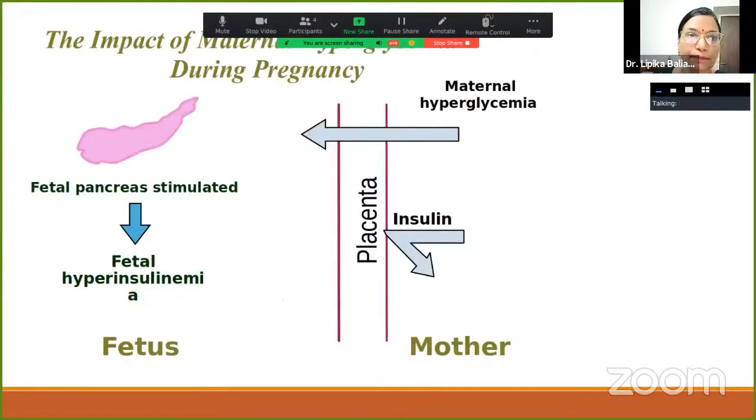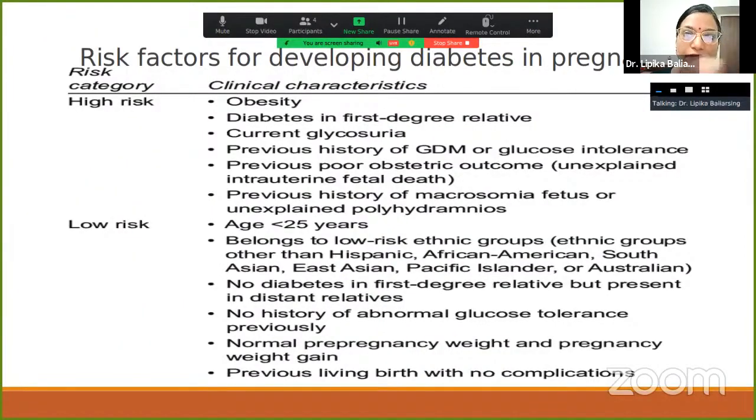Coming to the impact of maternal hyperglycemia during pregnancy, as you can see, the fetal pancreas gets stimulated and there is fetal hyperinsulinemia leading to hypoglycemia in the child. So what are the risk factors for developing diabetes in pregnancy? For which category of patients do we have to be more alert? While taking history, we have to remember all these high risk and low risk groups.